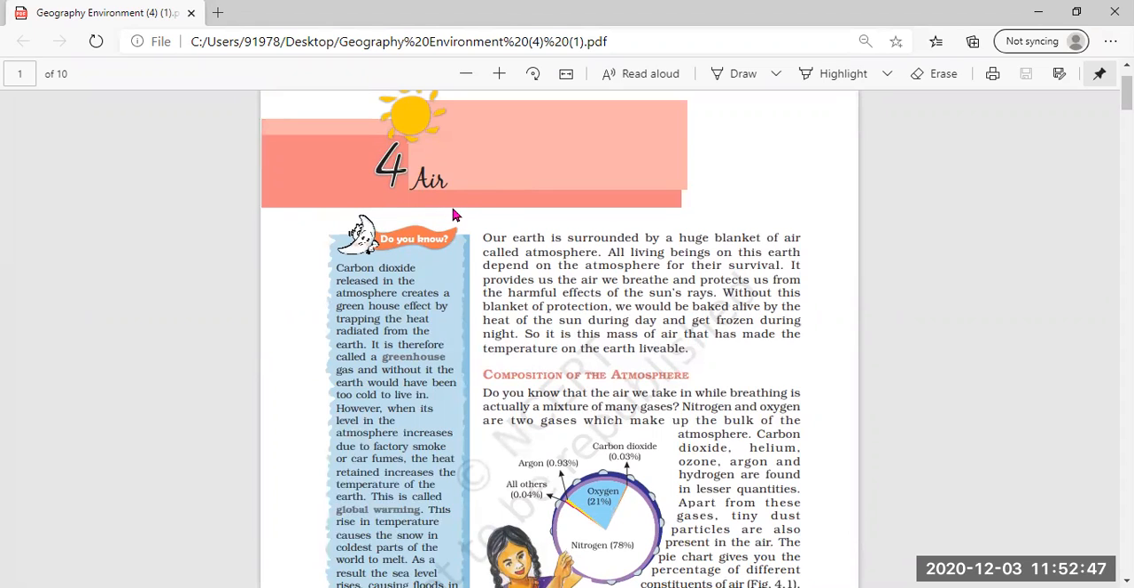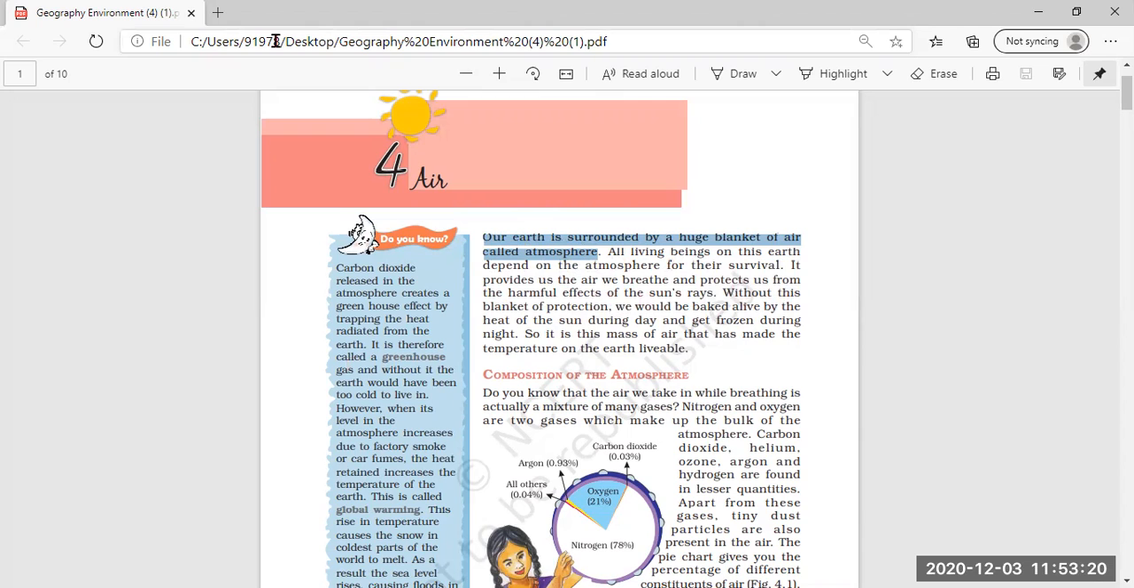The atmosphere of Earth is a layer of gases, and that is commonly known as air. Our Earth is surrounded by a huge blanket of air called atmosphere, and all living beings on this Earth depend on the atmosphere for their survival, and it provides us the air we breathe.